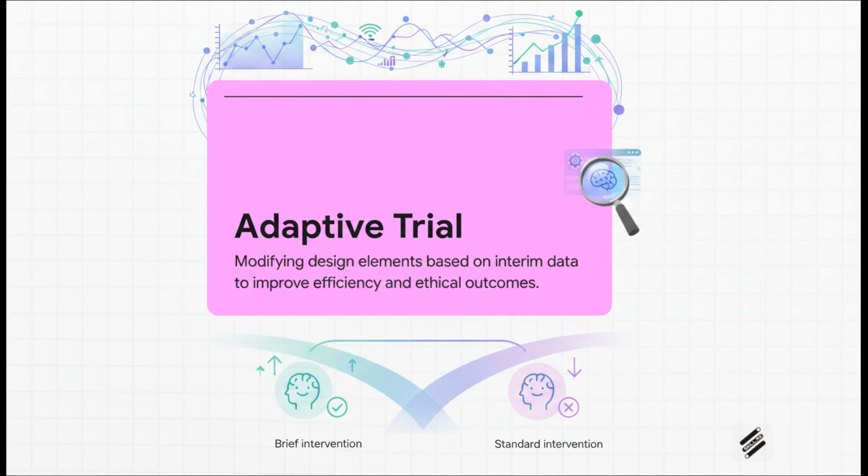If mild severity patients are responding exceptionally well to a brief intervention early on, the AI helps you design the threshold to keep them exactly there. But if they're struggling, the design seamlessly shifts them over to a standard intervention. It's brilliant because it maximizes both the efficiency of your study and ethical patient care.